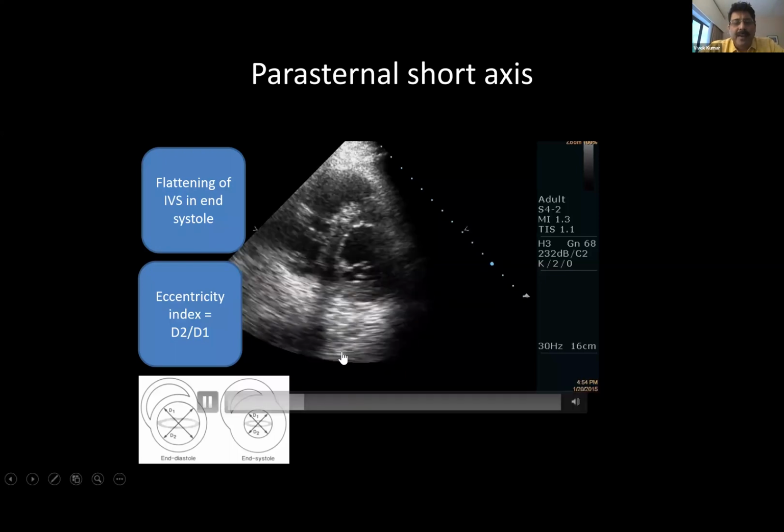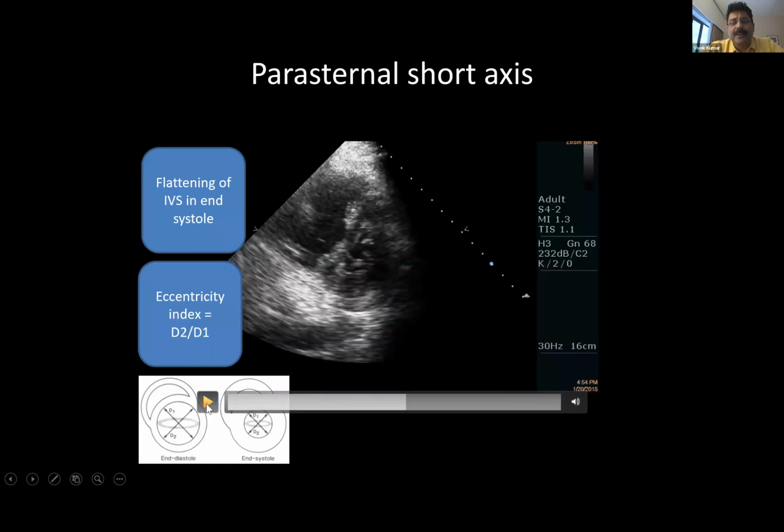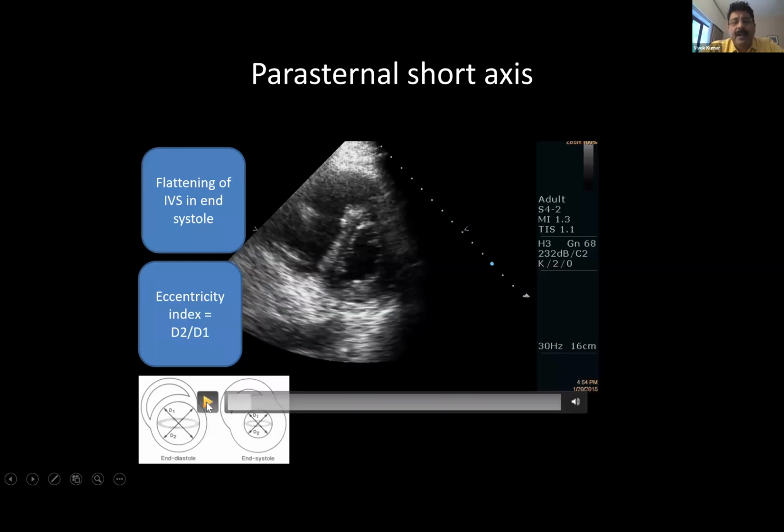Now I'll try to freeze the image and show you. So if you see this here, the left ventricle is a D. It is small and it's become a D. And if I unfreeze it, now you see it's become an O. And this is the right ventricle as it is. Now, between the right ventricle and the left ventricle, this is the interventricular septum.